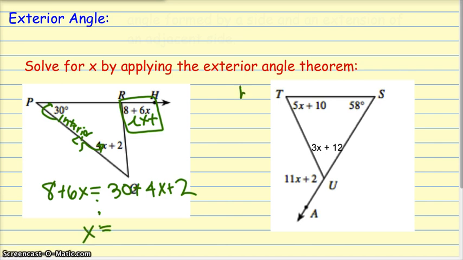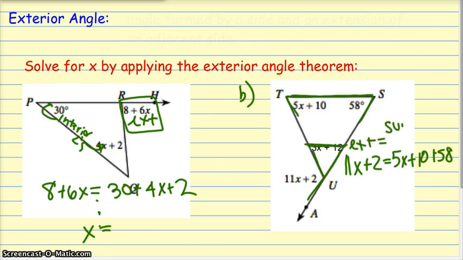The second problem here, we'll call it letter B. It's a little bit harder because you have all 3 of the interior angles. So which ones are remote? Not 3x plus 12 because it's adjacent. We're looking for the ones that are kind of across the triangle. So I'd set up the equation 11x plus 2 equals 5x plus 10 plus 58. So the exterior angle equals the sum of the remote interiors. And go ahead, calculate the x value so we can check it in class.